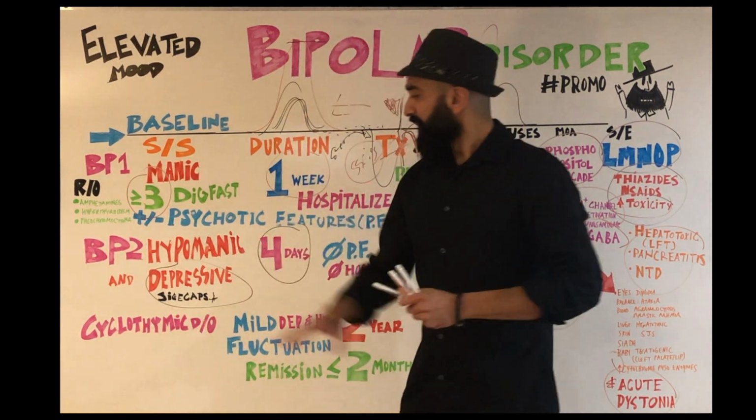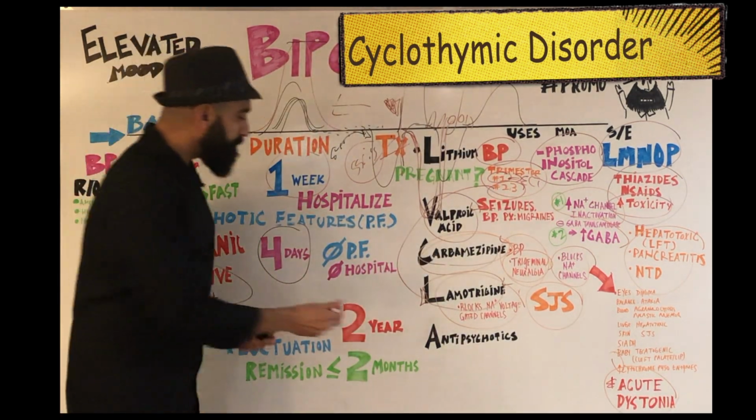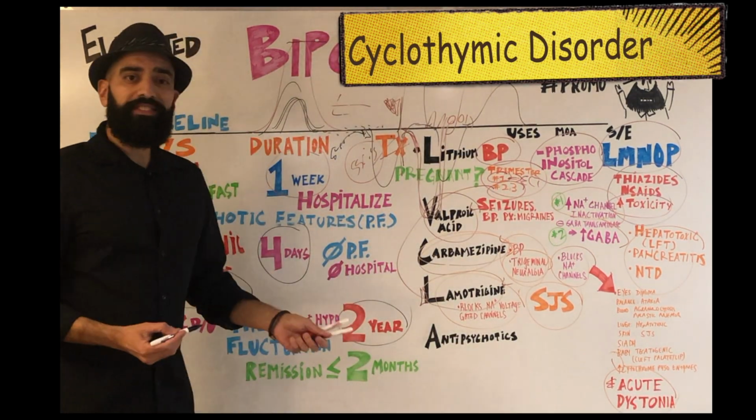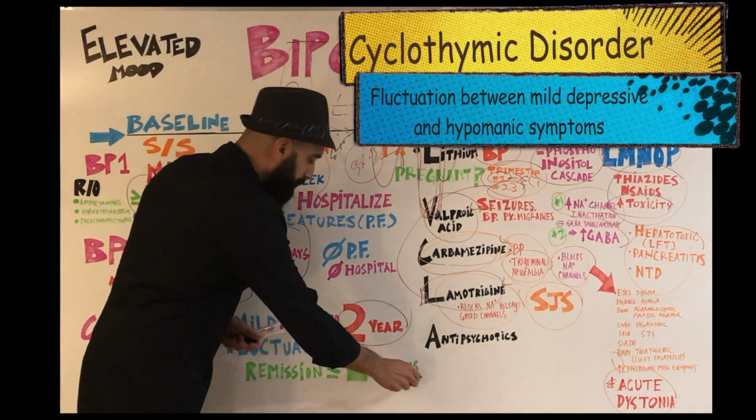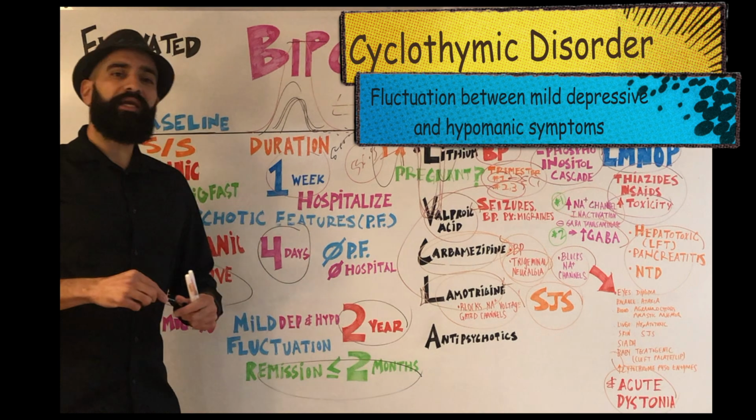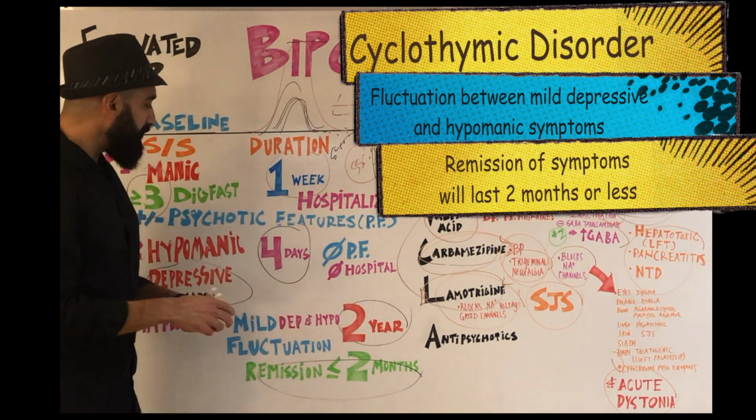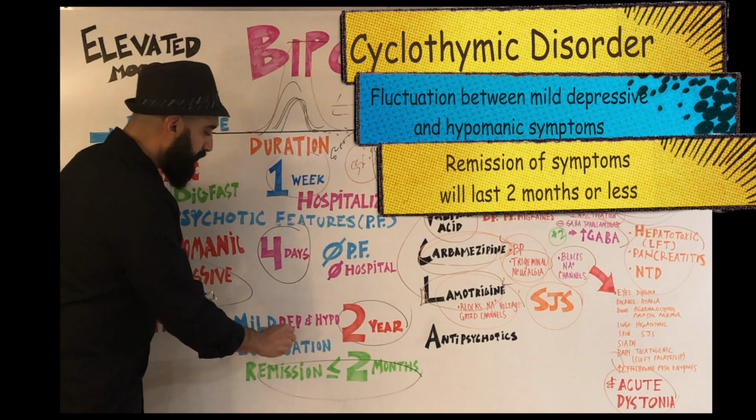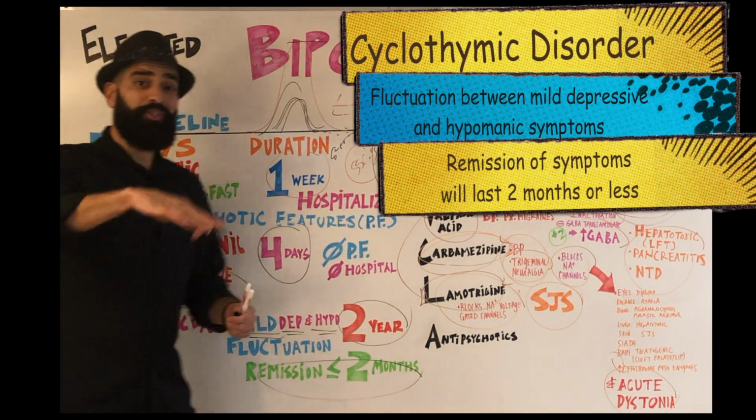Last one over here is cyclothymic disorder. Cyclothymic disorder needs to be present for approximately 2 years. Most of those 2 years, the person is going to experience symptoms. There's going to be remission, but remission cannot be any more than 2 months. So you would say remission 2 months or less. What exactly is it? It's mild depressive symptoms, then hypomanic symptoms, and it fluctuates.